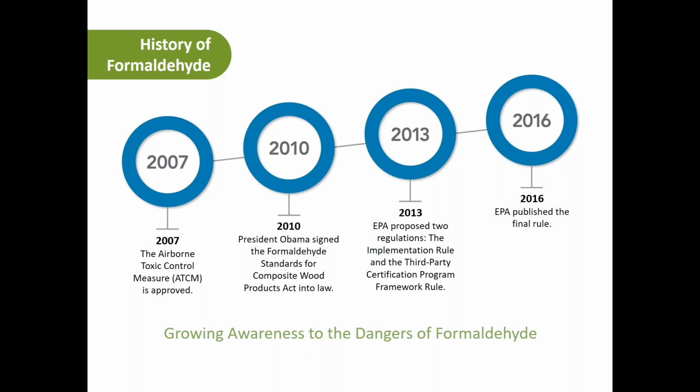Given these concerns, the federal agencies began to take notice, and by 2010, President Obama signed the formaldehyde standards into law, furthering the work already done by the California Air Resources Board in implementing standards for formaldehyde regulation. And now as we move into ending 2017 and moving into 2018, we're beginning the steps to finally implement the EPA regulations for formaldehyde on a federal level.